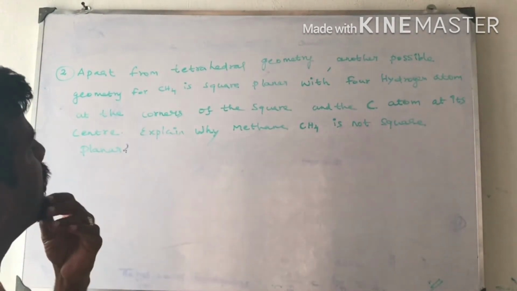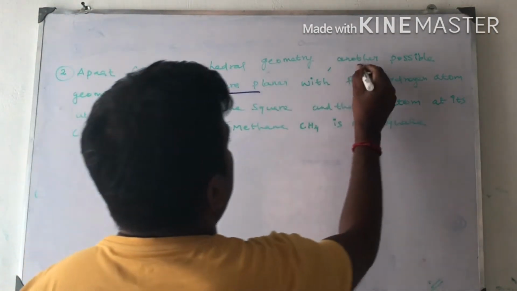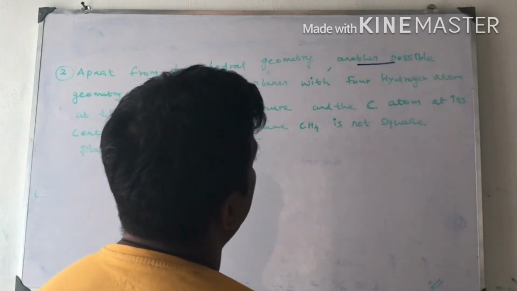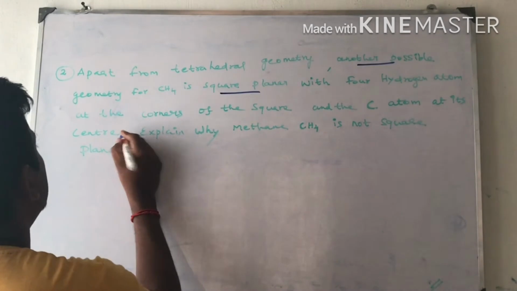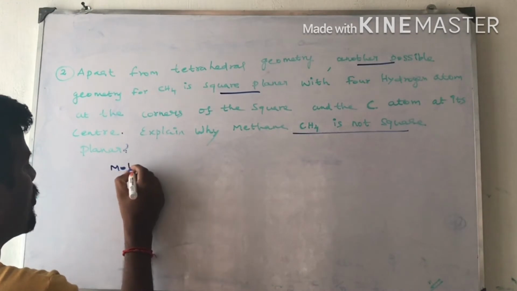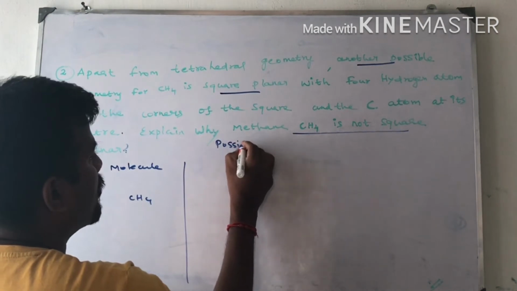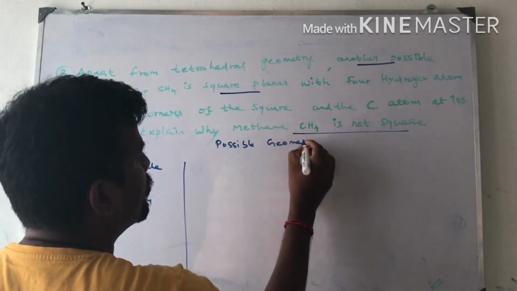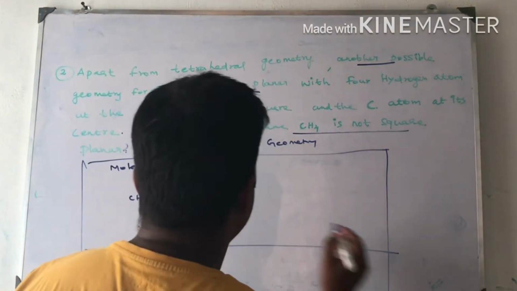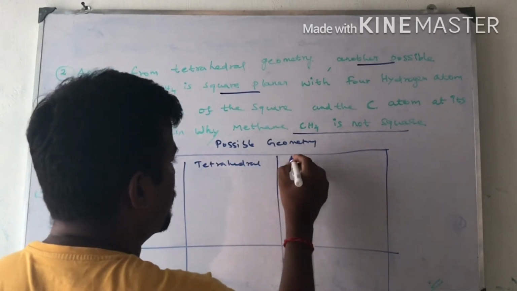Question: apart from the tetrahedral geometry, another possible geometry for methane is square planar, with 4 hydrogen atoms at the corners of the square and the carbon atom at its center. Explain why methane is not square planar. Molecule CH4: possible geometries. There are 2 possible geometries. One is tetrahedral. The other one is square planar.